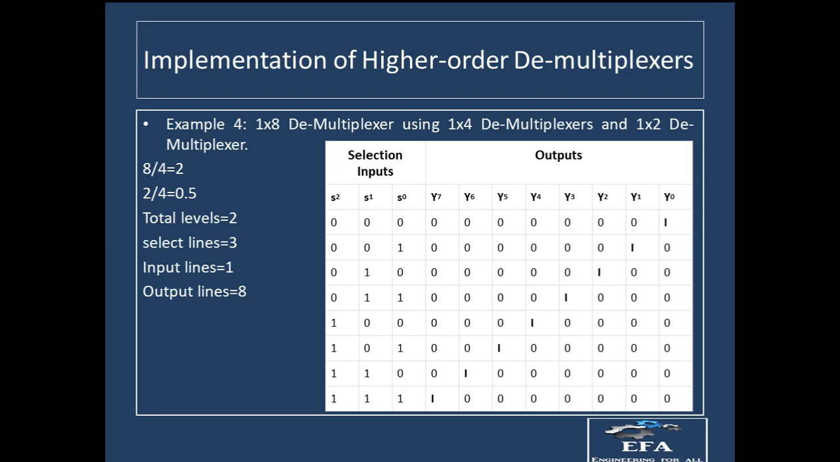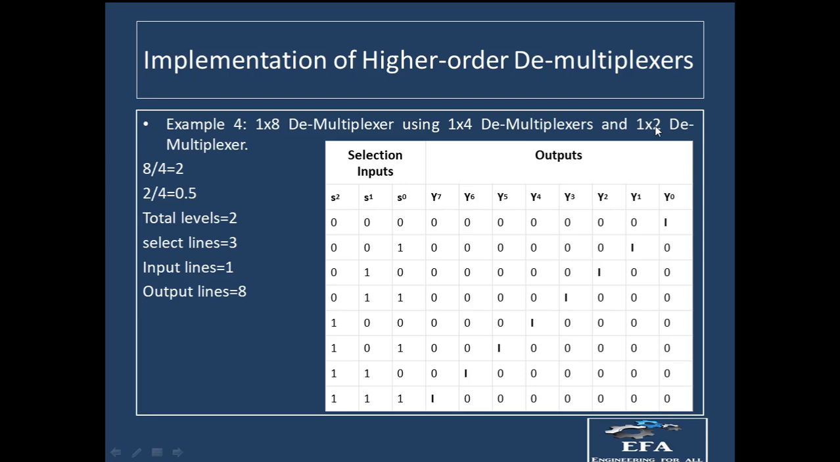So now suppose the first example, example number 4, is that you have to implement a 1x8 demultiplexer using 1x4 demultiplexers, right? Because we are implementing a 1:8 demultiplexer using a 1:4 demultiplexer, a 1:2 demultiplexer is also required.